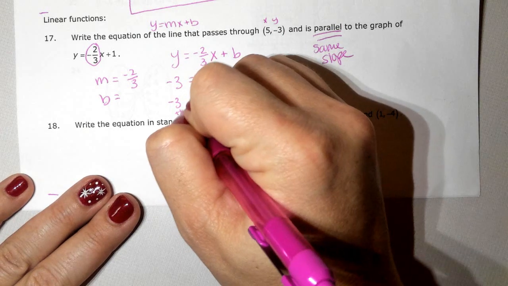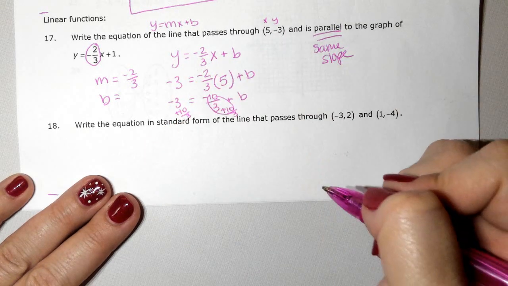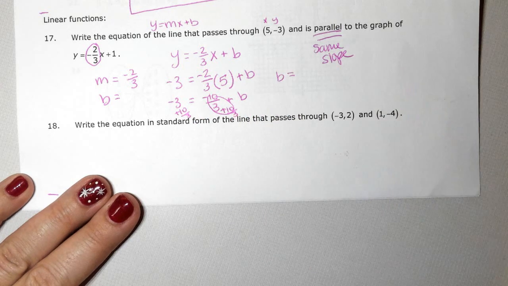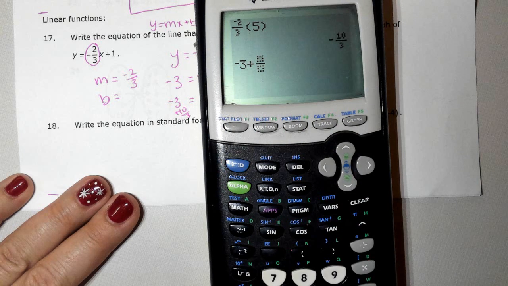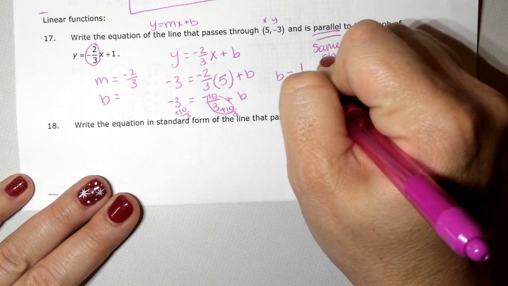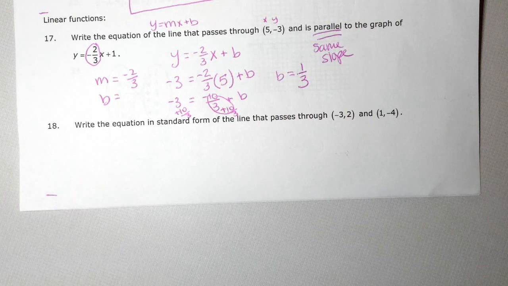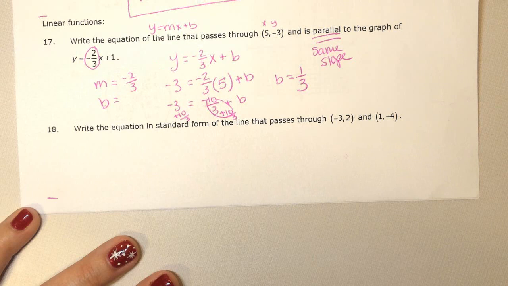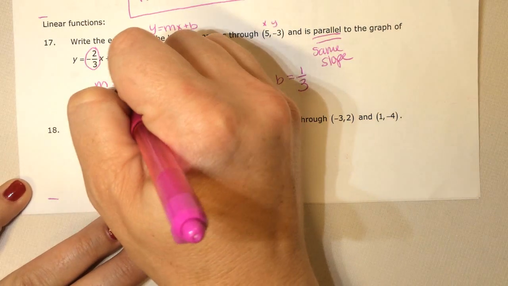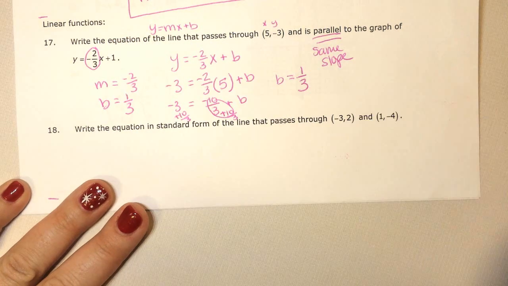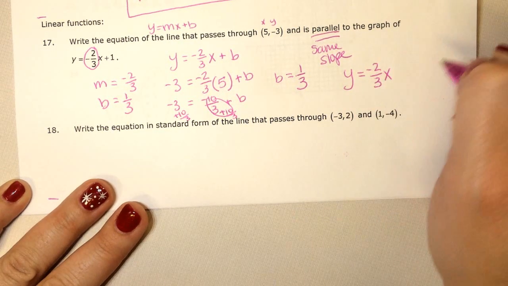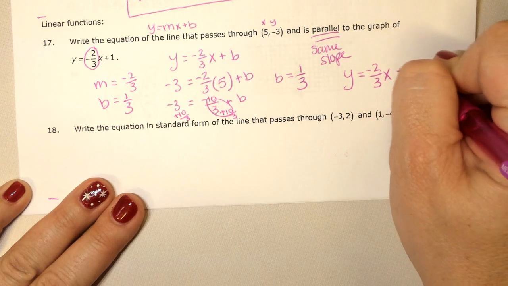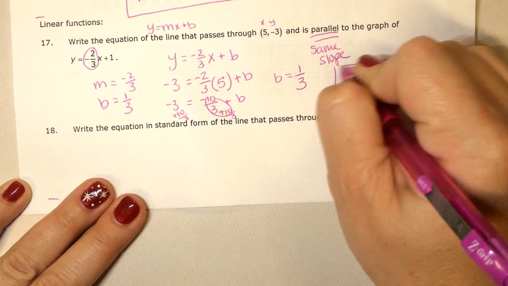So what I do to one side, I have to do to the other. That zeroes out. And I have b equals, well, I'm going to type that in my calculator, -3 plus alpha y equals enter, 10/3, and I get positive 1/3. Okay, so now that we know m and b is positive 1/3, I'm just going to plug it back into my y equals mx plus b. So y equals m is -2/3 x plus b is positive 1/3.